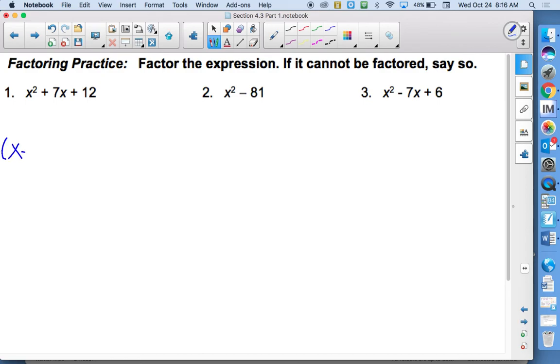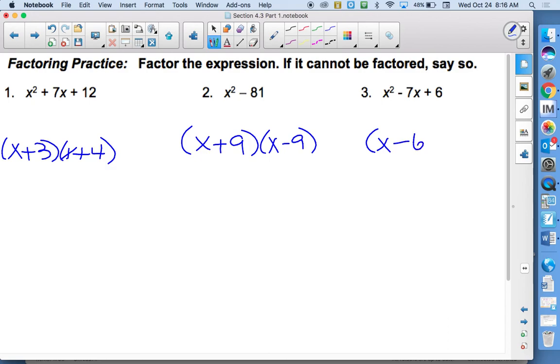So making sure you have these, you should have a +3 and a +4. For number 2, you should have a +9 and a -9. And the last one, a -6 and a -1. Let's make sure you have those correct. X + 3, X + 4. Or flipped, x plus 4, x plus 3. X plus 9, x minus 9. And then the last one, negative 6 and negative 1 multiply to be positive 6, but add to be negative 7.